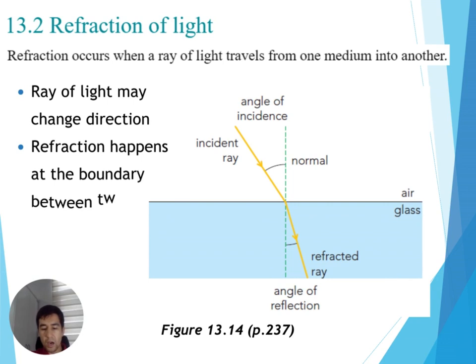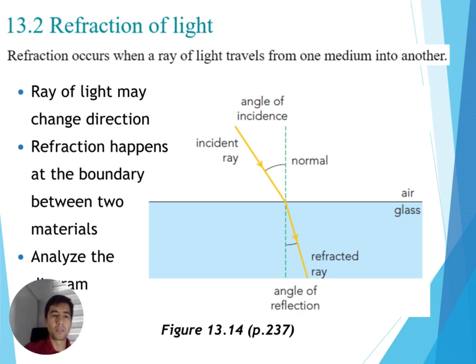Let's answer how it occurs, right? Or let's analyze the causes and some other related terms. It occurs when the ray of light travels from one medium into another. Of course, these media are transparent media, not air and a block, air and wall. No, from air to glass or from air to water or vice versa.